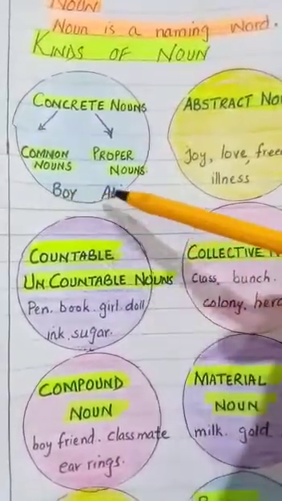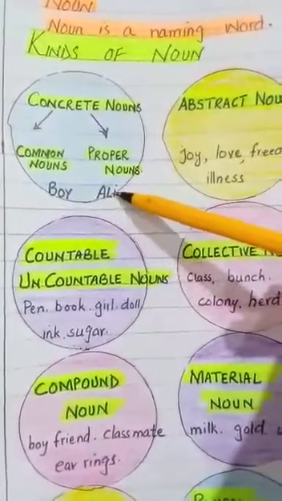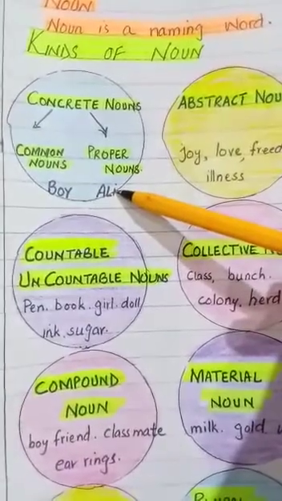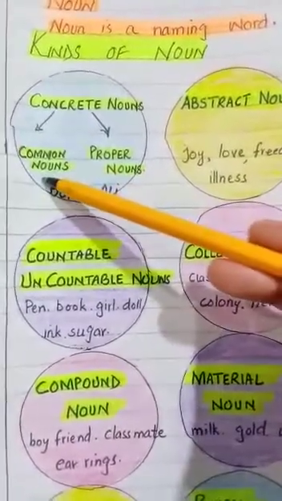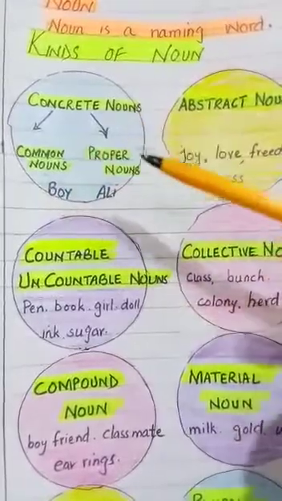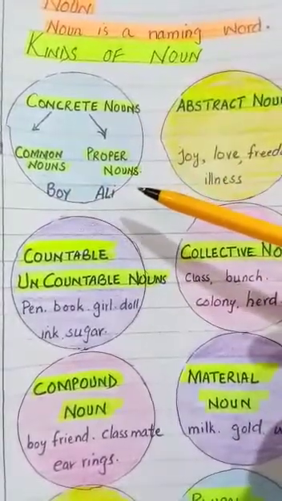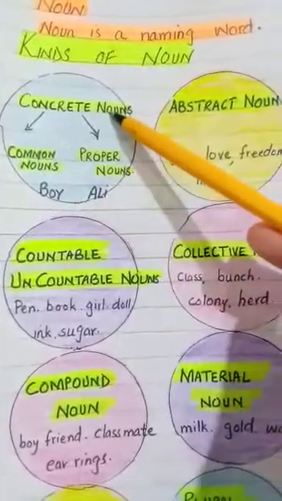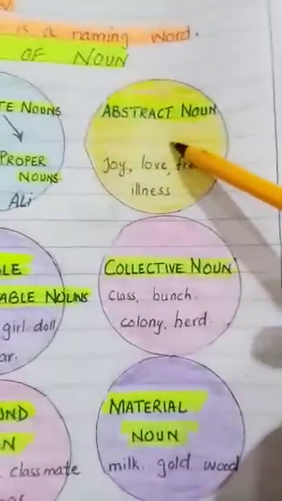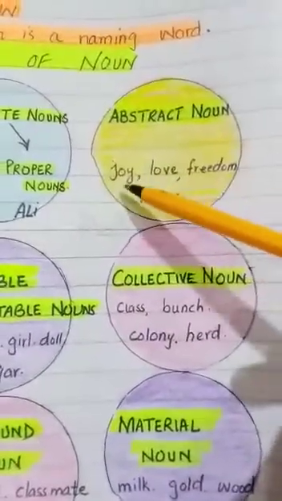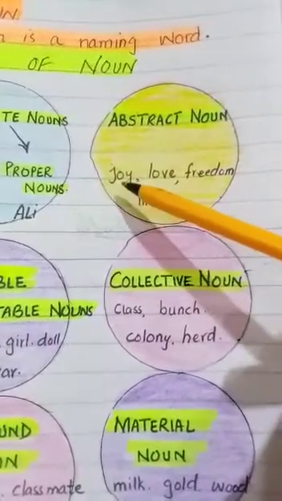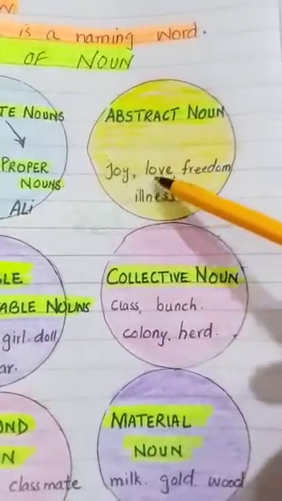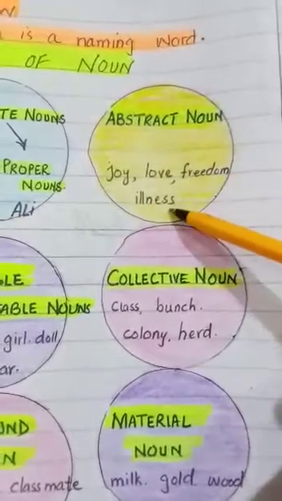Similarly, book is a common noun, the Quran is a proper noun. City is a common noun, Peshawar is a proper noun. So common nouns and proper nouns are called concrete nouns. Abstract nouns are those nouns which can only be felt. For example, joy, love, freedom, illness.